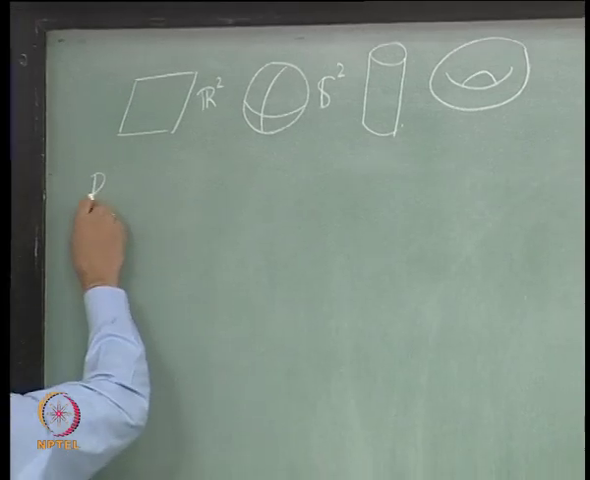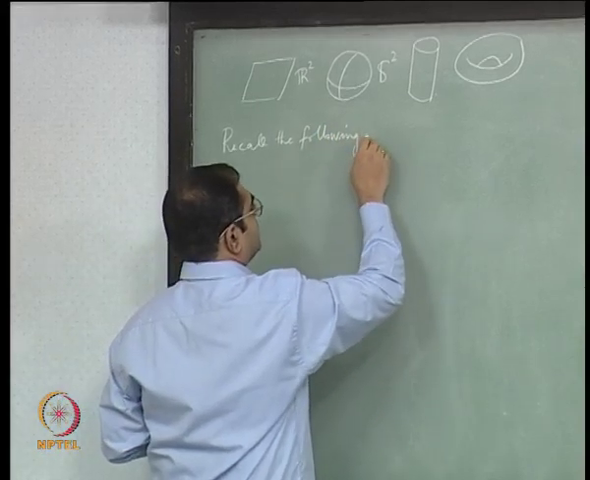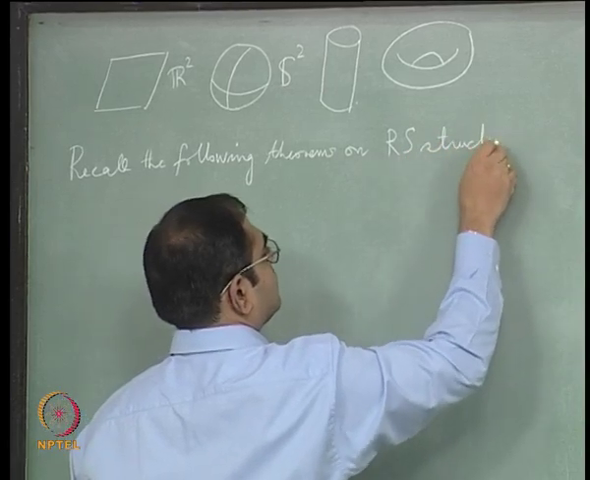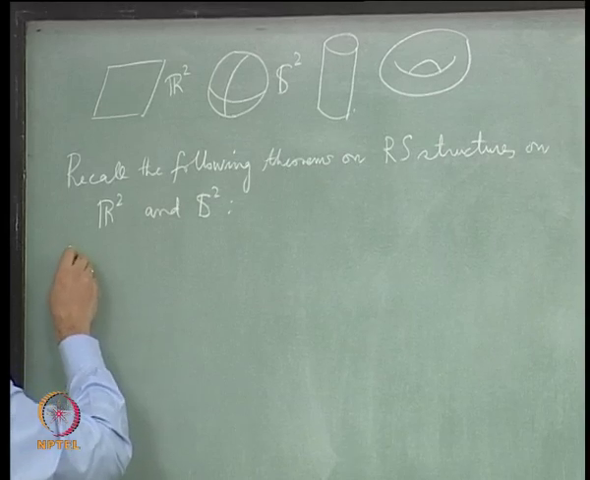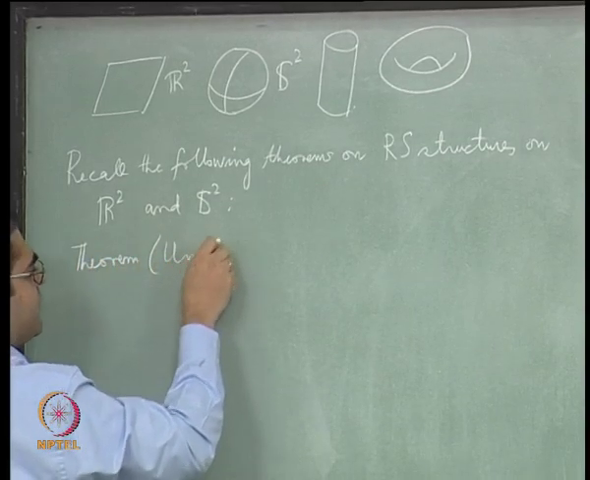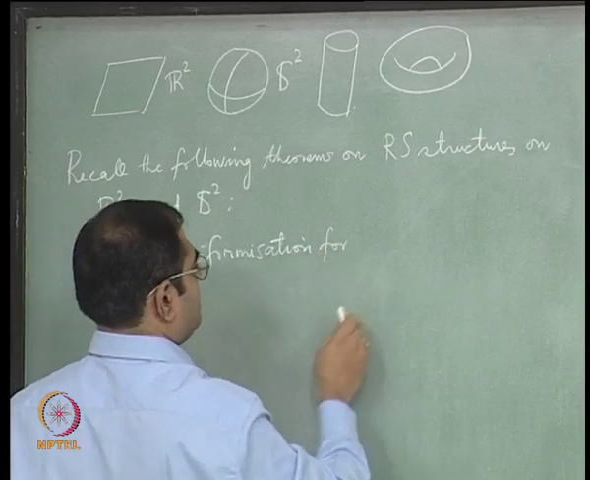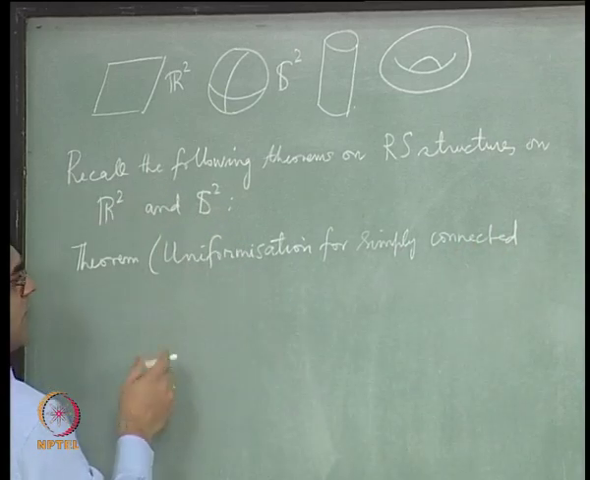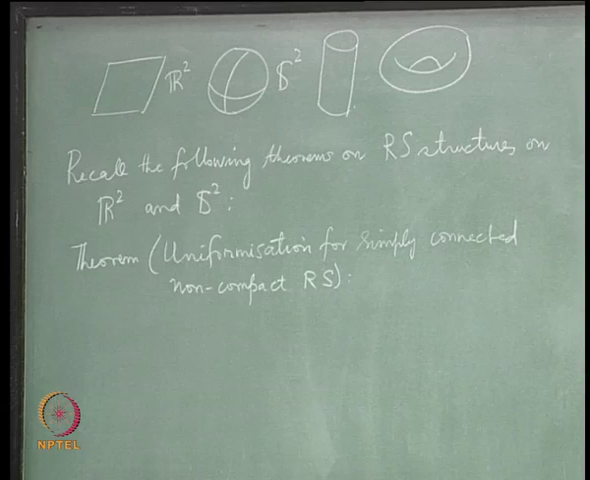So recall the following theorems on Riemann surface structures on R2 and S2. So there was this theorem which is called the uniformization theorem, for simply connected non-compact Riemann surfaces, which says the following.